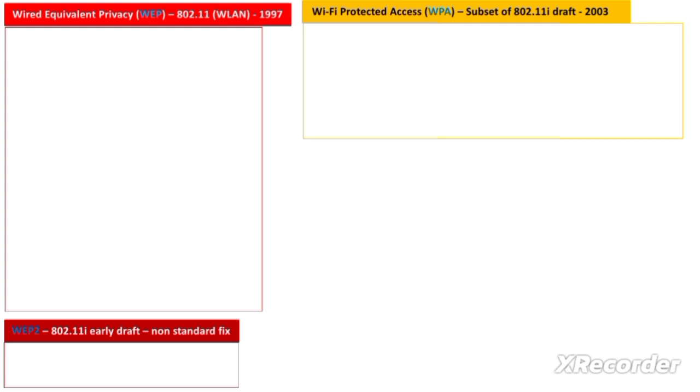Then came Wi-Fi Protected Access, WPA, which was also a fix to the vulnerability of WEP, and it implemented a subset of the 802.11i draft protocol in 2003. And then came the original and final version of the 802.11i protocol, that is WPA2, in 2004.